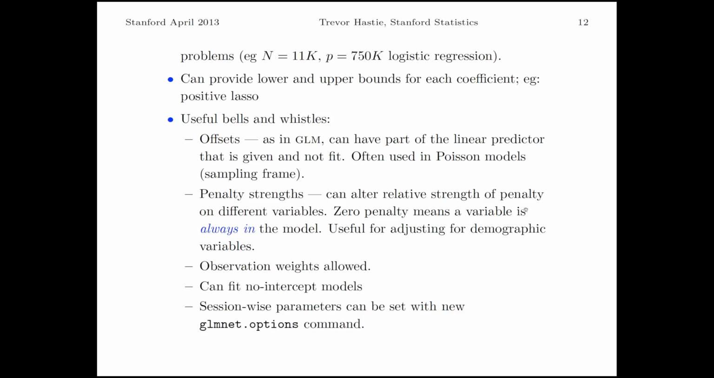Penalty strengths. You can alter the relative strength of a penalty on different variables. So zero penalty means a variable is always in the model, unpenalized. And that's often useful if you've got some, say, demographic variables that you want to adjust and you don't want any shrinkage on them, but you want shrinkage on, say, a large collection of other variables. You can have observation weights on each observation. You can turn off the intercept. And that's a recent innovation, surprisingly.